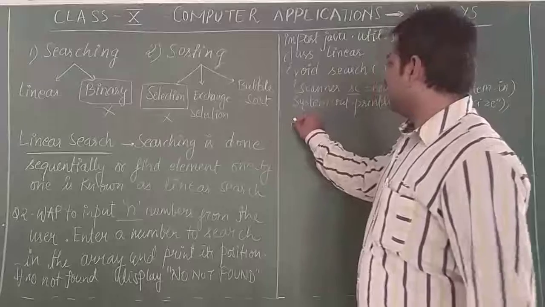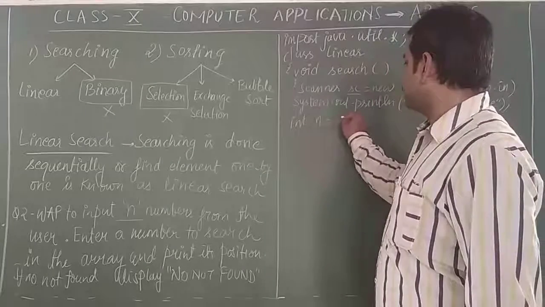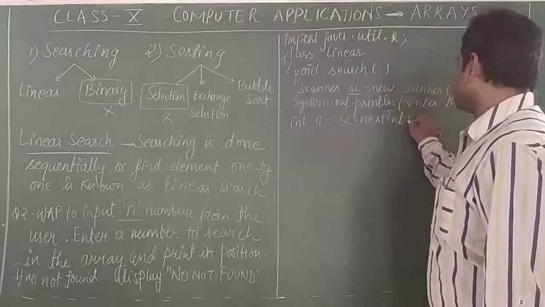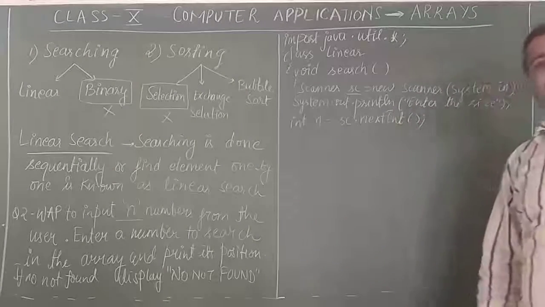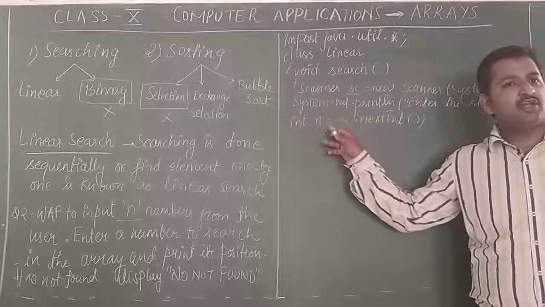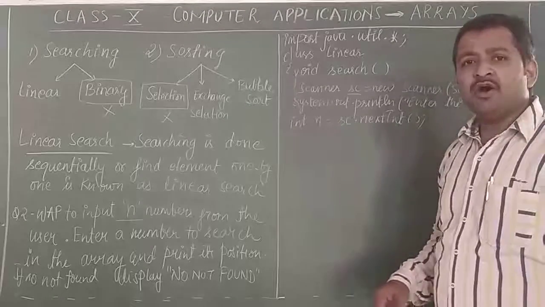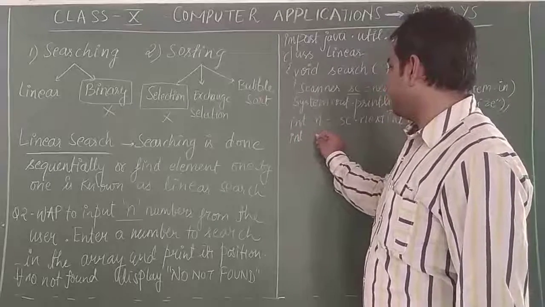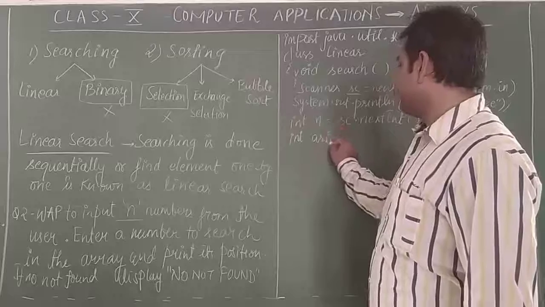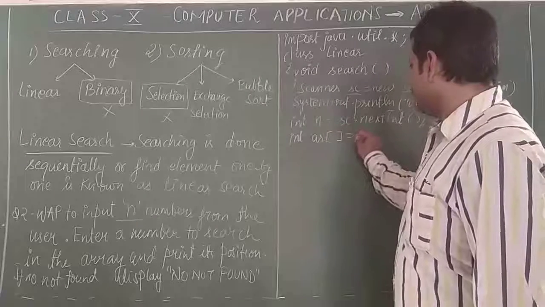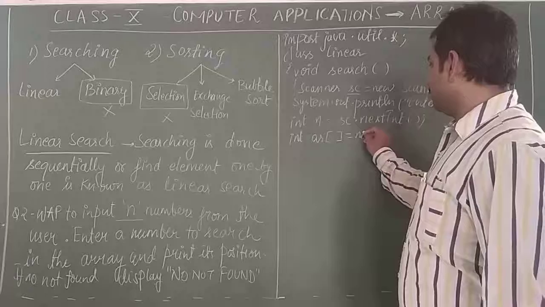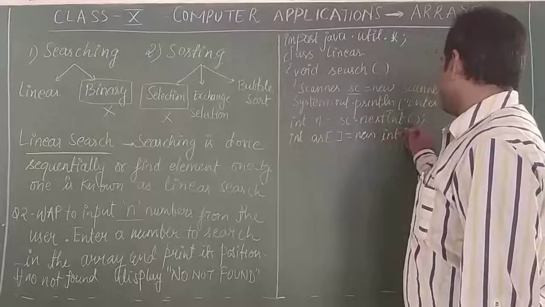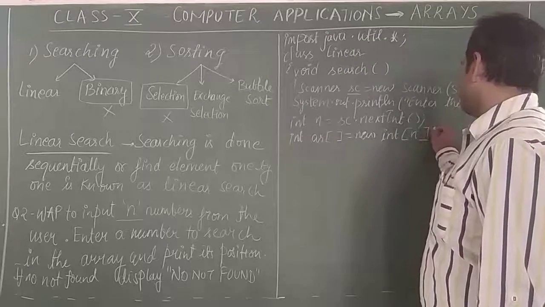So we are taking a variable int n = sc.nextInt(). After taking the size input into the variable n, you will declare a 1D array of that size n. So for that I am writing int ar[] = new int[n], mentioning the size as n.